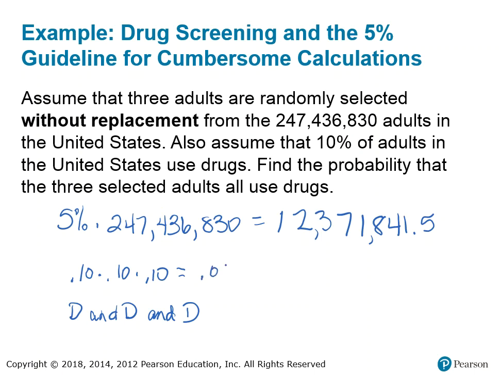So it's 0.001. Oops, what happened there? So that's a 0.1% chance that I would choose 3 people that do drugs.